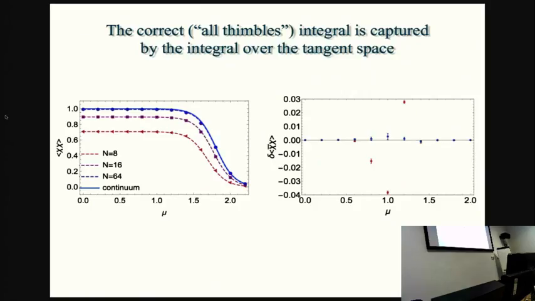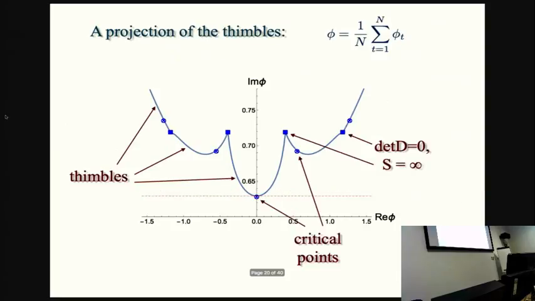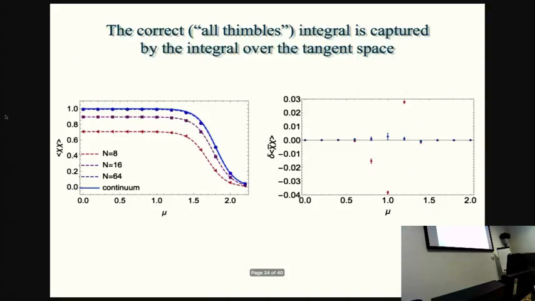So what this suggests is this. Well, don't do that. The integral over this tangent plane here should give the right answer. So just do that. If you do that, you get these blue curves here. See, where it was deviating by 20 sigma, it doesn't deviate anymore.